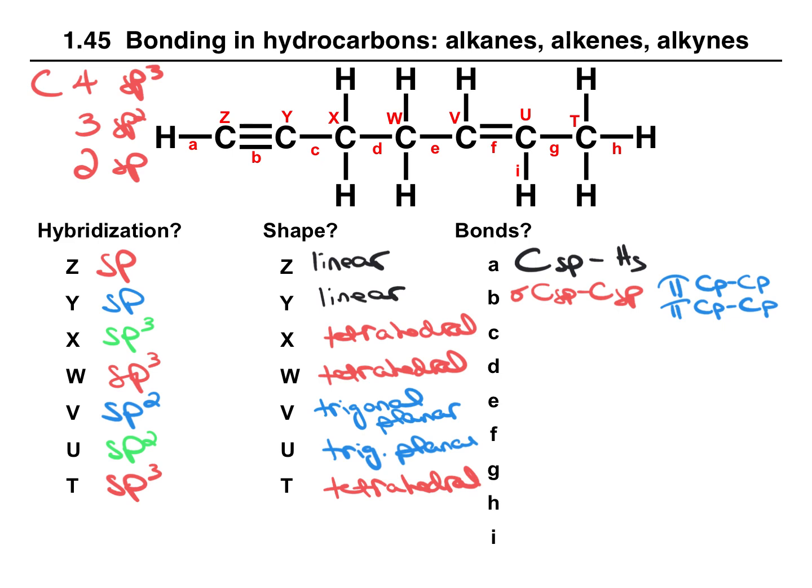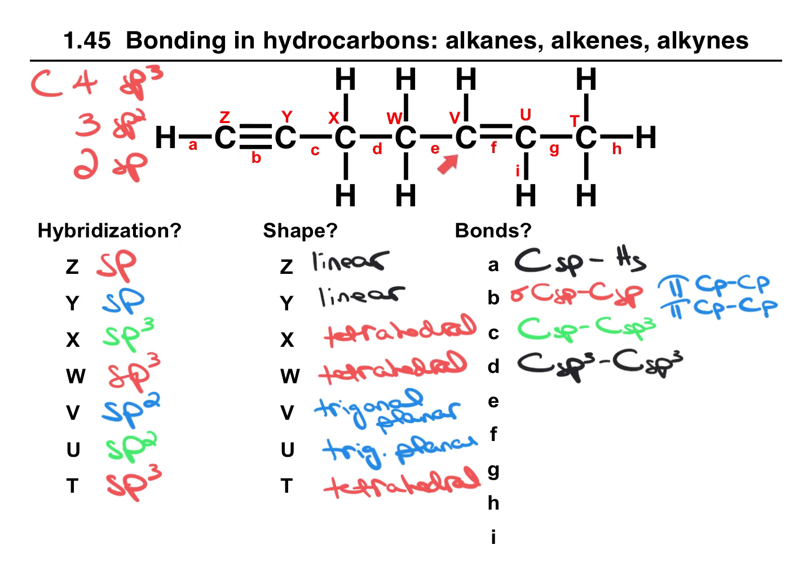Bond C is between an sp hybridized carbon and an sp3 hybridized carbon. So we have a carbon sp overlapped with a carbon sp3. For D, we're looking at an sp3 and an sp3. So this bond is created by the overlap of a carbon sp3 hybridized orbital with another carbon sp3 hybridized orbital.